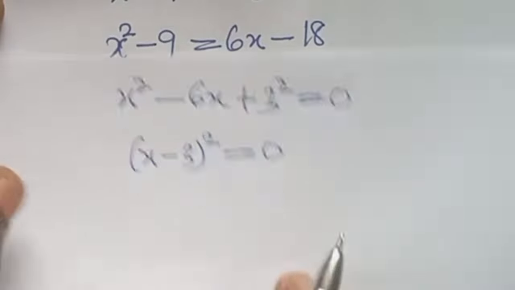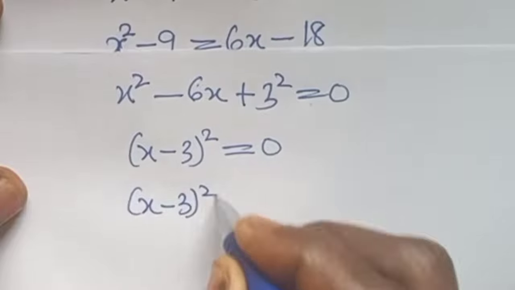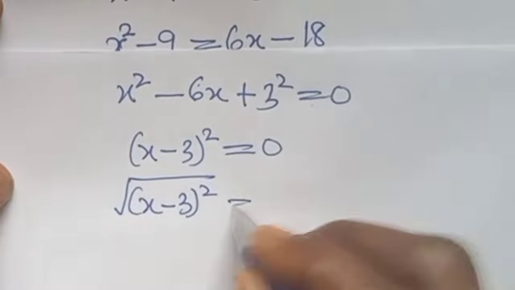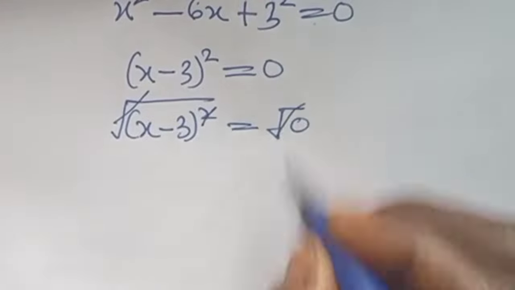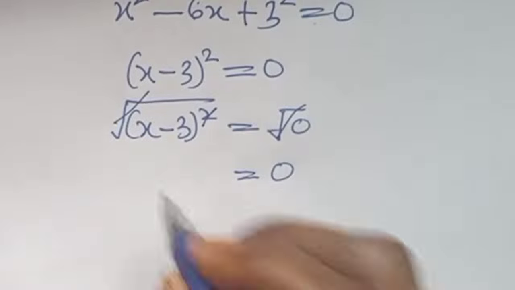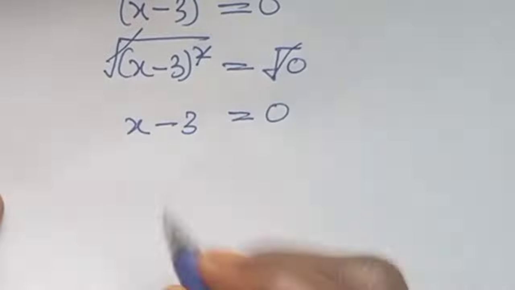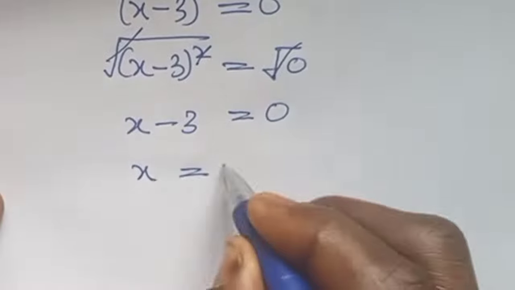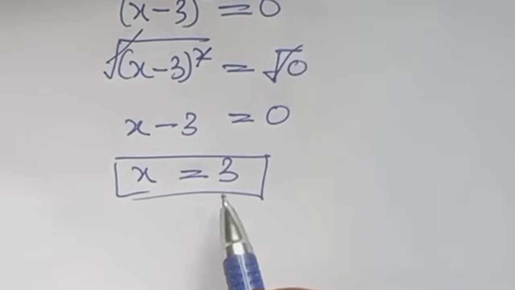So we're going to take the square root of both sides. That is the square root of x minus 3 to the power of 2 equals the square root of 0. And here the square and the square root will cancel out. And the square root of 0, of course, is 0. This is x minus 3. And from here, x will be equal to 3. Again, we arrive at x equals 3 from the second method.